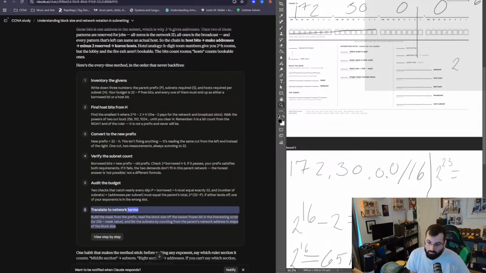Six, translate to network terms. Build the mask from the prefix. Read the block size off the lowest frozen bit in the interesting octet, or 256 minus the mask value, and list the subnets by counting from the parent's network address in steps of the block size.